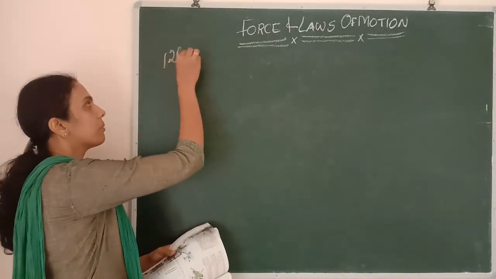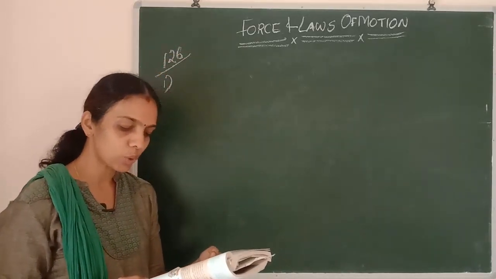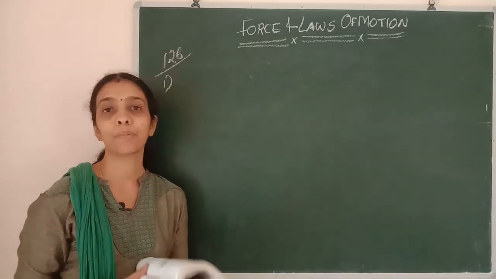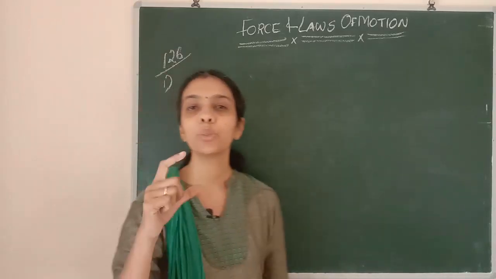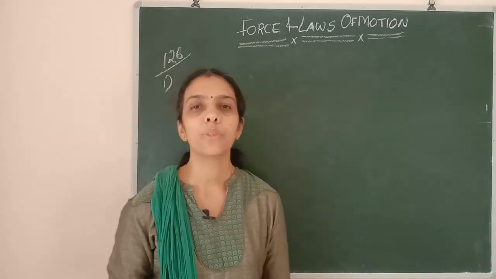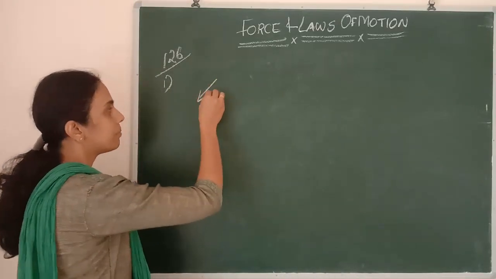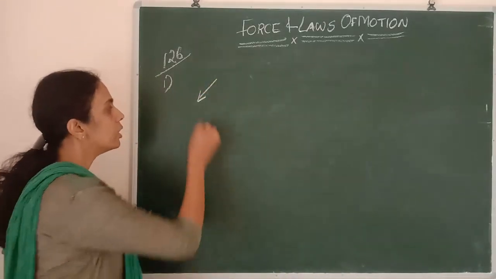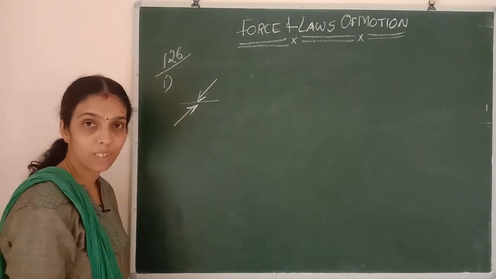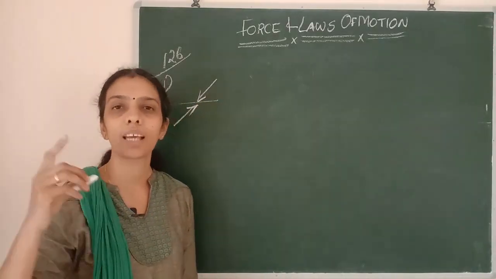In page number 126, first question. If action is always equal to the reaction, explain how a hose can pull a cart. Okay, so see, the hose will be giving a downward force to the ground, isn't it? The ground will give a reactional force, equal and opposite forces, then how can the hose pull a cart?